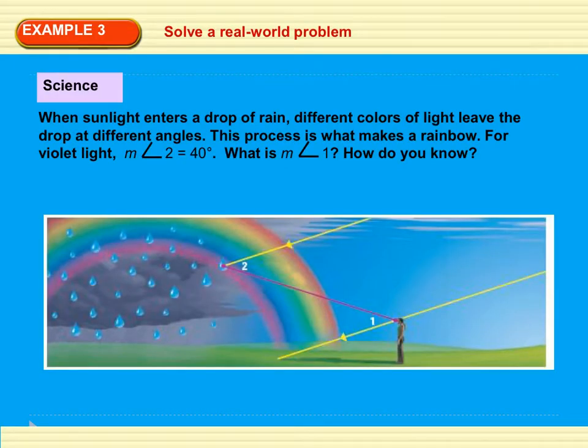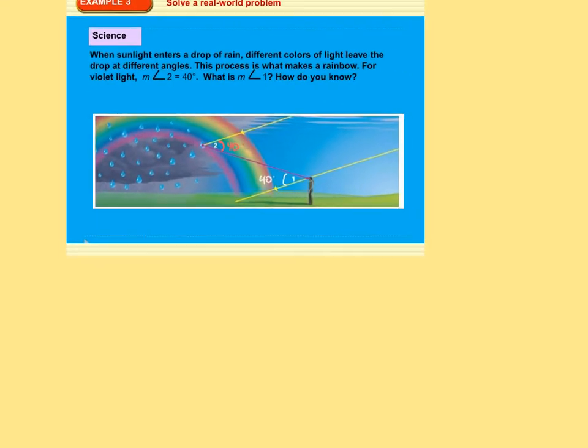This says, when sunlight enters a drop of rain, different colors of light leave the drop at different angles. This process is what makes a rainbow. For violet light, the measure of angle 2 is 40 degrees. So this one here is 40 degrees. What is the measure of angle 1, and how do you know? Is it 40 degrees? Why is it 40 degrees? Alternate interior angles. Theorem.